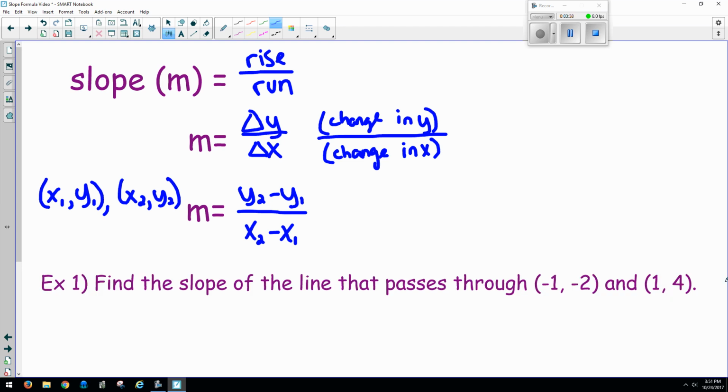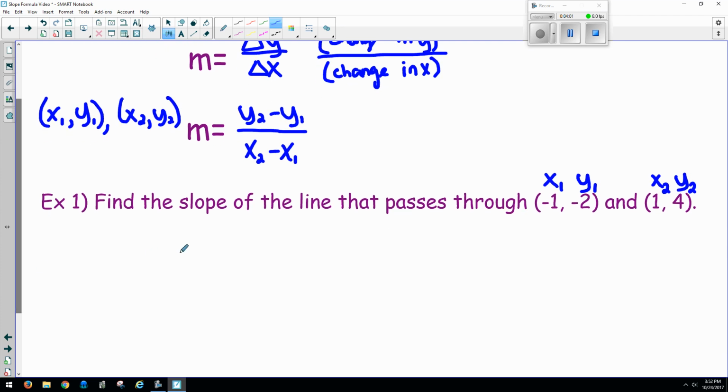So we're going to revisit that first example, and I'm just going to label each ordered pair. So this is an x value, this is a y value, this is an x value, this is a y value. This is the first ordered pair, so I'm going to put a 1 here and here. This is the second ordered pair, I'm going to put a 2 here and here. And that's where we're going to get the values for this formula. So I'm going to start off by writing the formula down. And we're just going to substitute these values in.